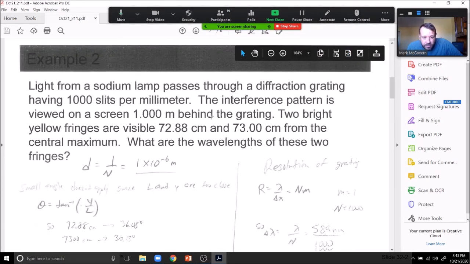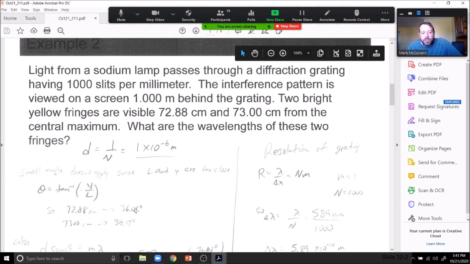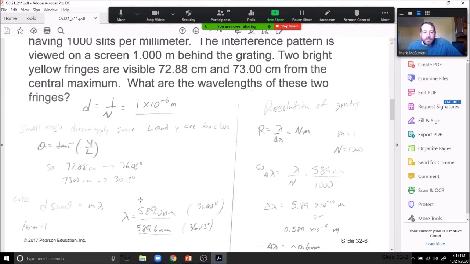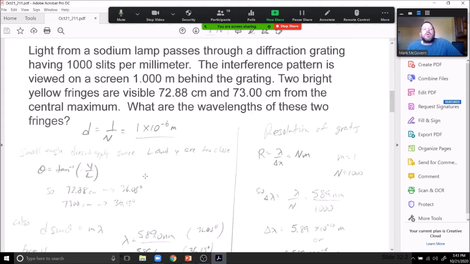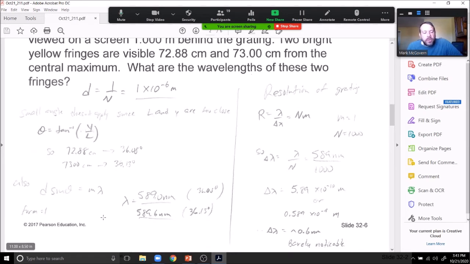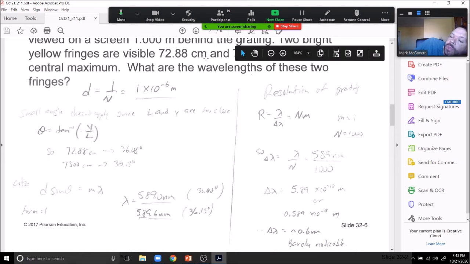But that is 36.08, 36.13. Those are the angles there. And then we put this through our equation. I'm assuming they're first order. I would be shocked if they're not. But for first order, that corresponds to 589 and 589.6 nanometers. That's interesting because at least in this setup here, there was a good millimeter between those lines. So that means they were clearly visible.